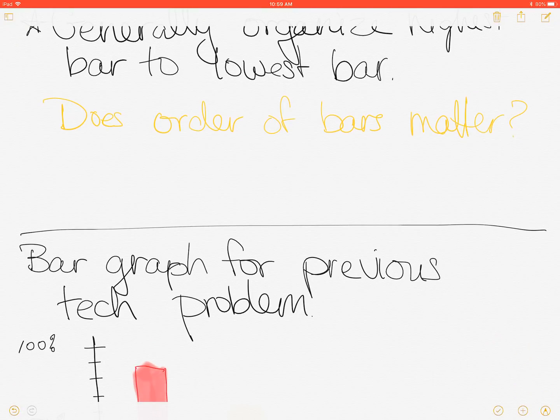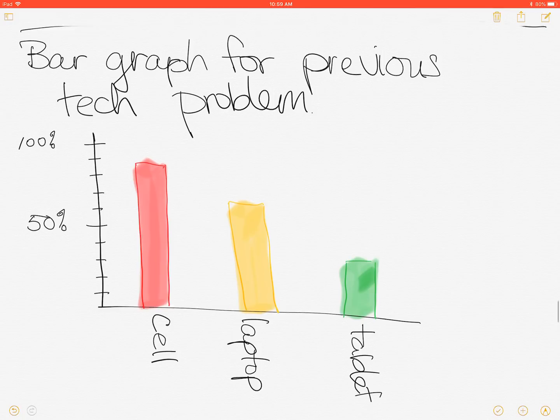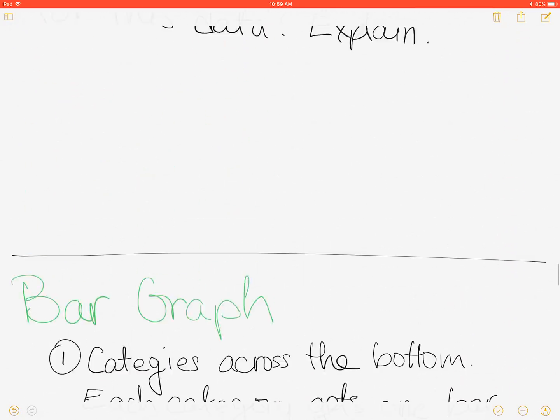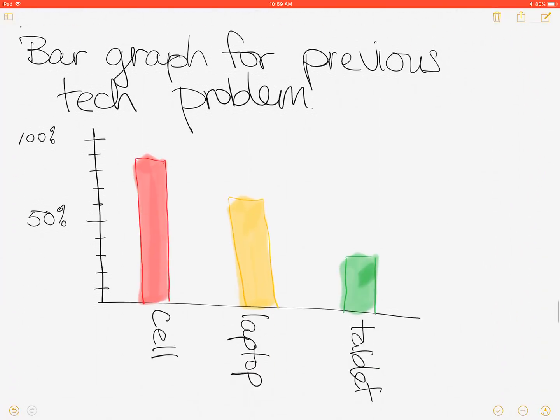So let's make a bar graph for that previous tech problem where students had cell phones, laptops, and tablets. And I've actually made it for you, so let's just take a look. Each category has a bar: cell phones, laptop, tablets, and the height of the bar roughly tells us the percent. 50% is in the middle, 100% on top. So we can remember our percents were 86, 62, and 24. Can we see that here?